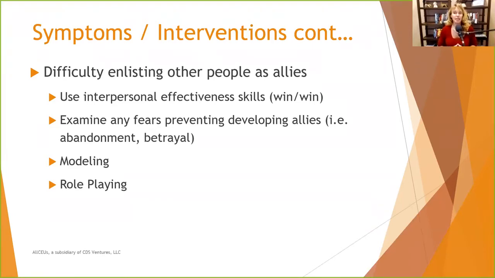We want to help them examine any fears preventing developing allies. Like I talked about before, if they couldn't count on their parents, who can they count on? So they might have concerns about abandonment and betrayal. A lot of times, youth that were exposed to unhealthy relationships, who didn't develop secure attachment in childhood, will have bad relationship after bad relationship after bad relationship, either trying to replay that family of origin and get it right this time, or because they don't know any other way to act, and it always ends up the same way with being betrayed or abandoned.